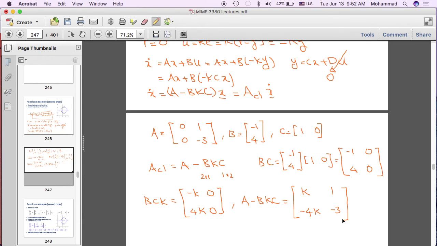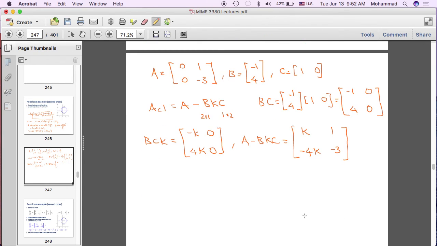Okay, so what is this matrix, everybody? This is A of closed loop. So let's go ahead and calculate the eigenvalues. Lambda I minus A closed loop will give us the eigenvalues for A closed loop. So lambda I is lambda, 0, 0, lambda, minus A closed loop, which is K, 1, minus 4K, minus 3.